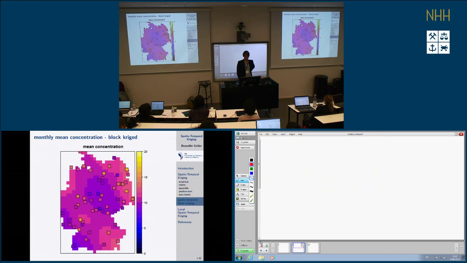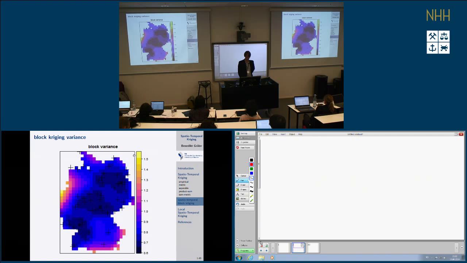And you get mean concentrations over the year that are considerably lower than what we've seen for the single days in June. And you get a different variance. Here the variance isn't only dependent on the measurement locations anymore, so you get some other artifacts. While there is an observation here, the variance is still a bit larger than where we have no observation, because it's now based on all the observations there are.